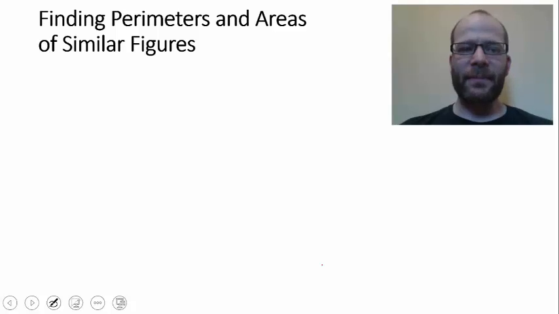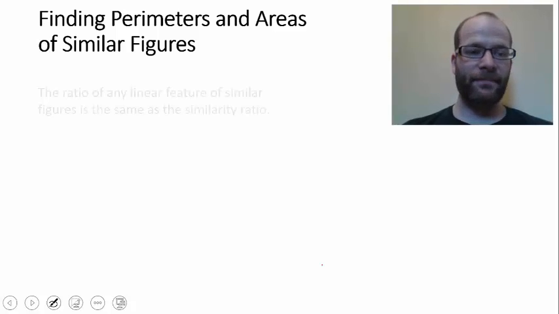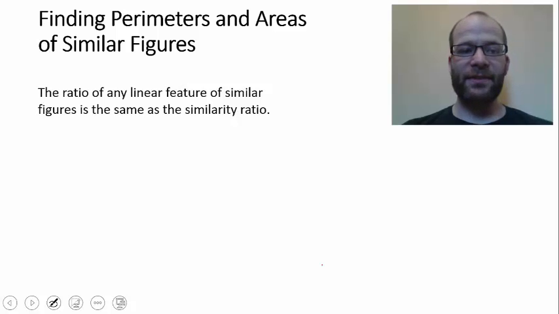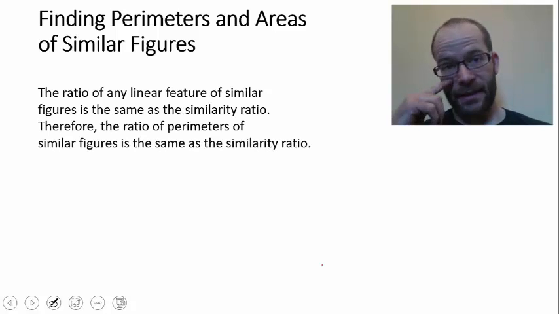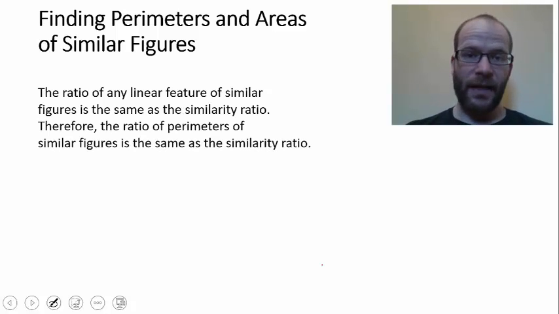Now, how do we find perimeters and areas of similar figures? It's very simple. We apply the ratios as we've just learned them. The ratio of any linear feature of similar figures is the same as the similarity ratio. Therefore, since a perimeter is a linear feature, the ratio of the perimeters in two similar objects is always equal to the similarity ratio.